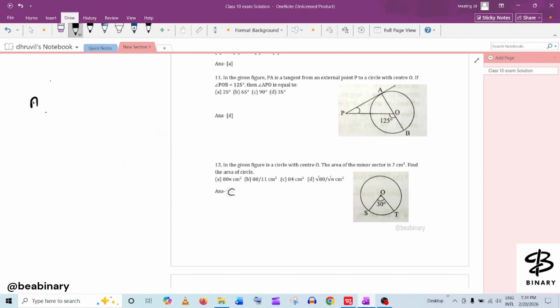So, area of sector is given by theta upon 360 into pi r square. Pi r square is area of circle.